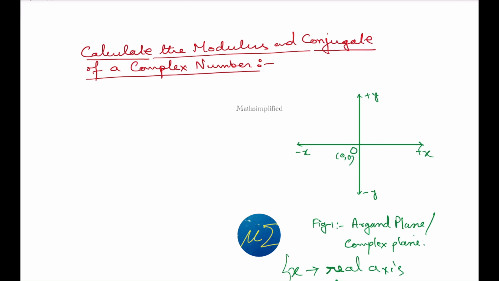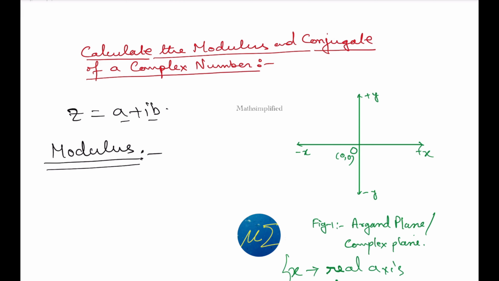Today I'll discuss how to calculate the modulus and conjugate of a complex number. Now let's start. The complex number z equals a plus ib, where a is the real part and ib is the imaginary part. First I will calculate the modulus of a complex number, and after that I will calculate the conjugate of a complex number.